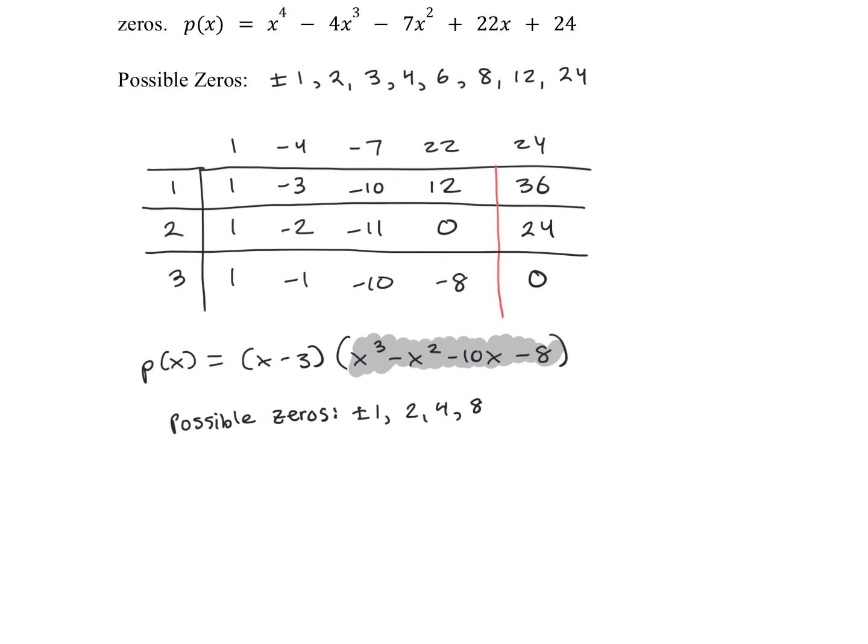So let's again set up our chart. And I'm just going to use the coefficients of this smaller polynomial, not my original one. So we have 1, -1, -10, and -8.